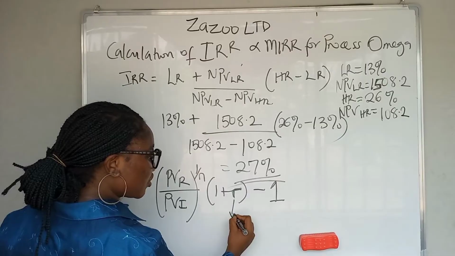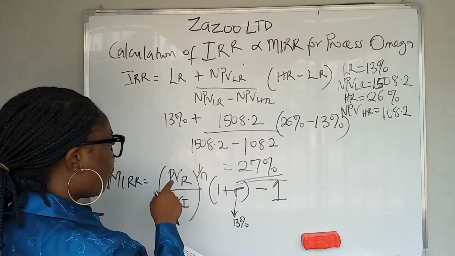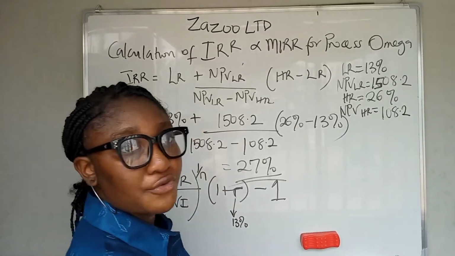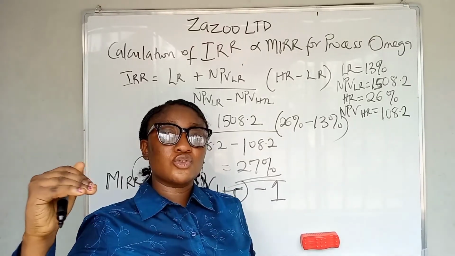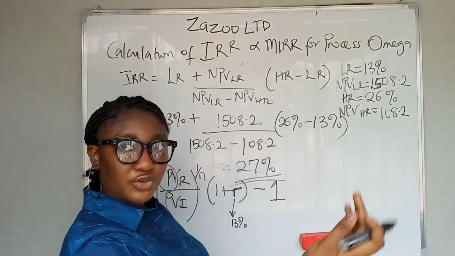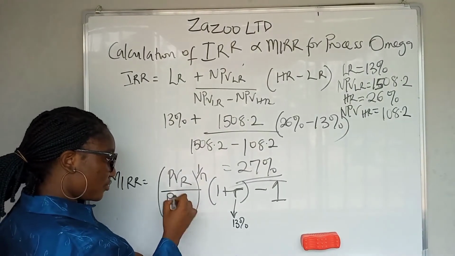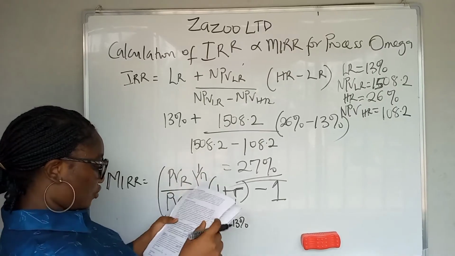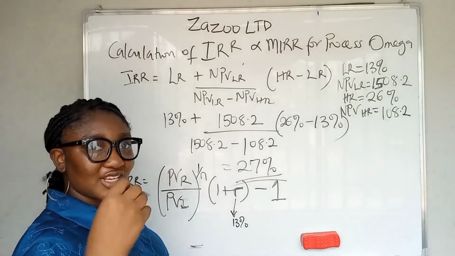This r is how many percent now? 13%, right? For process omega, what is the present value of your revenue phase? The revenue phase in this question is from year 1 to year 4, because those are the places you have revenues, as in positive cash flows. Then the investment phase is in year 0, where you have minus 3,800. But it's the present values of those cash flows, not the actual cash flows.